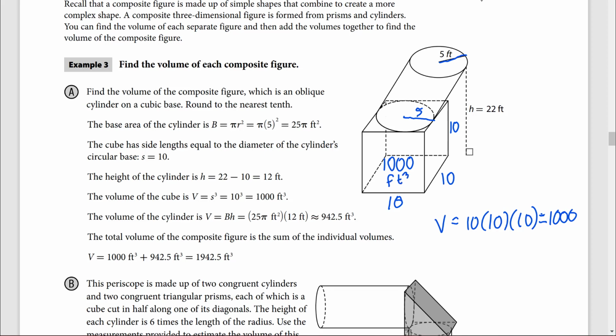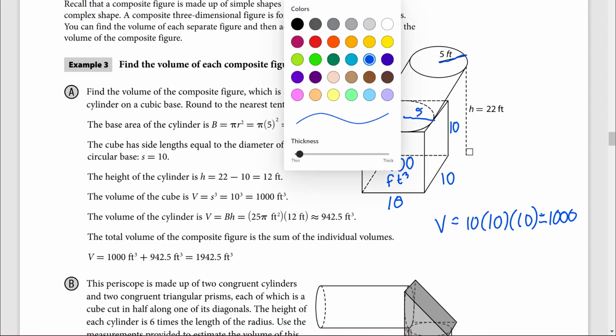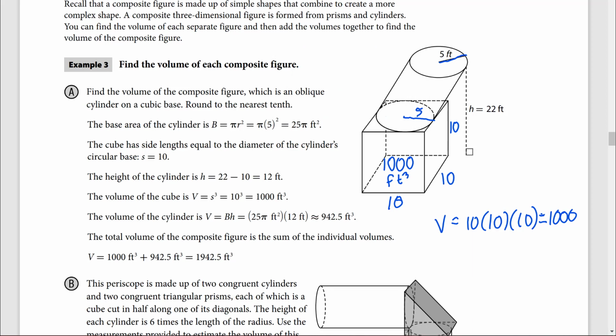Right. Now we can set the cube aside and solve for the volume of the cylinder, with red on that one. What do we need to know for the volume of the cylinder? Again, we're looking at the area of the base. If we look at our generic formula, area of the base times the height. The base is a circle, so the area is pi r squared.